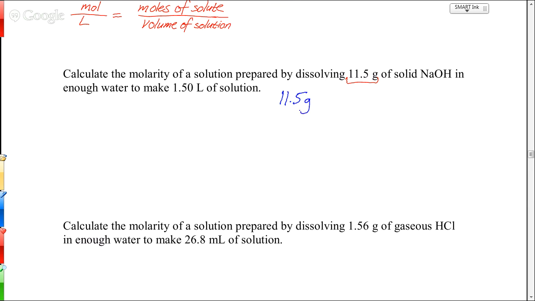11.5 grams of sodium hydroxide. And then we're going to change our grams to moles using the molar mass. So we've got 23 from sodium, 16 from oxygen. I think that's 39, and then 1 from hydrogen is 40.